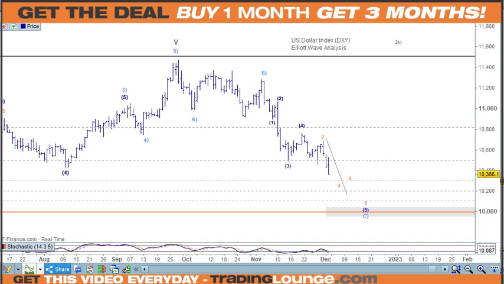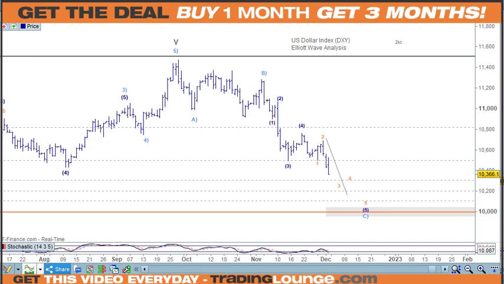So I want to start with the US dollar because this is the market that's making me feel bullish on the SP 500. Now with the SP 500, obviously there's sectors, there's weak sectors and there's strong sectors, and we're going to have a look at those two today.